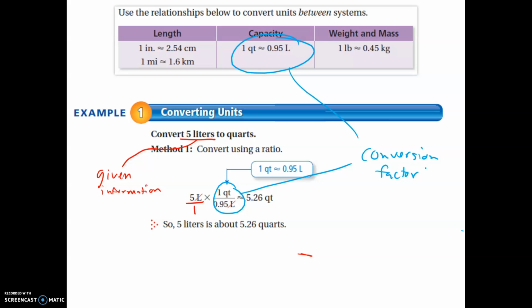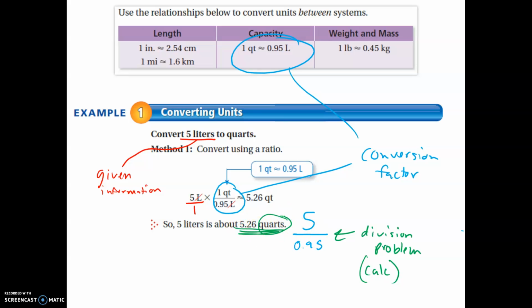Right, so now how did they get this 5.26? They got that from multiplying straight across. So 5 times 1 is 5. 1 times 0.95 is 0.95. And now here's where you use your calculator. Keep in mind, this is a division problem. So we just use our calculator and do 5 divided by 0.95 to get approximately 5.26 quarts. Units are incredibly important in this entire section, right?